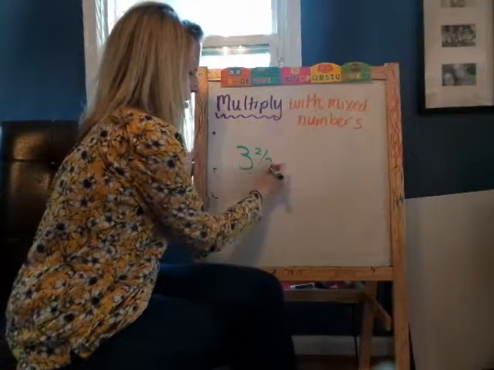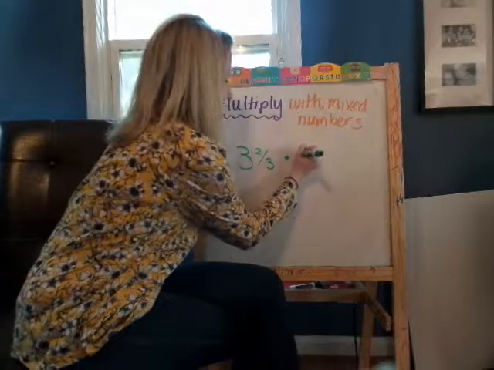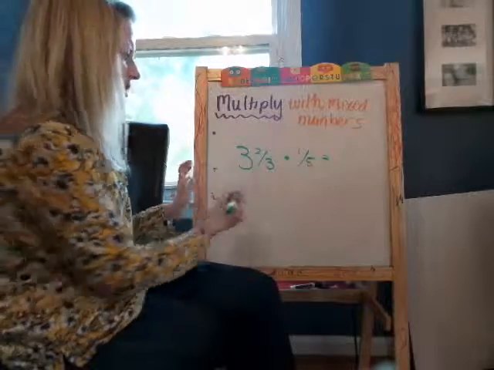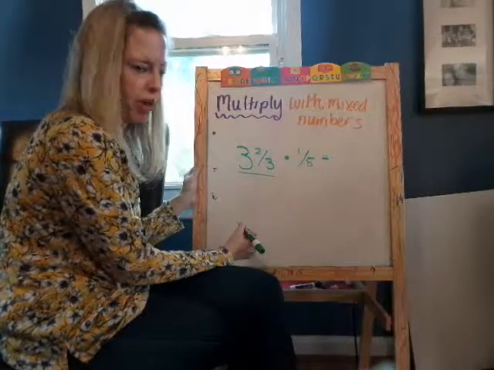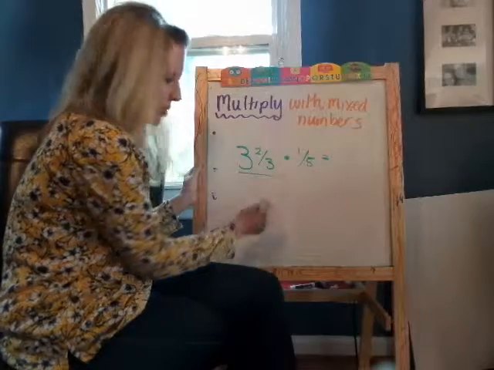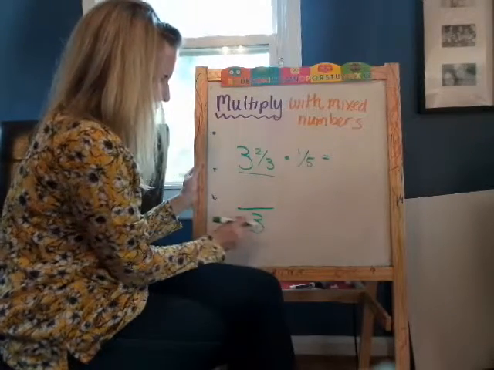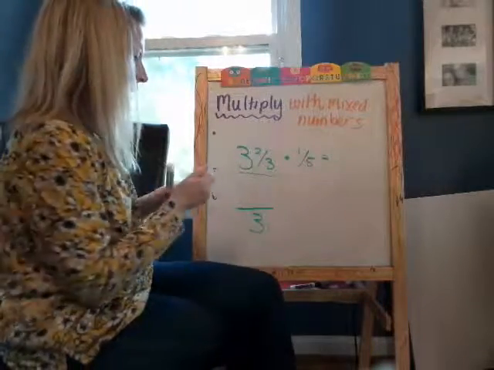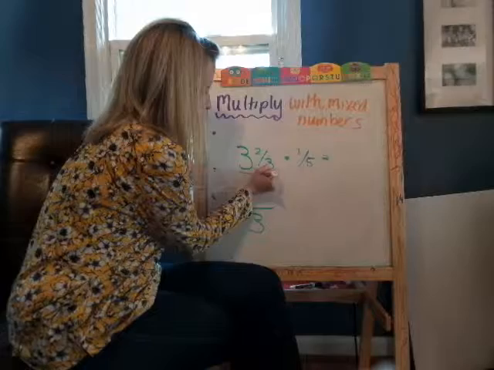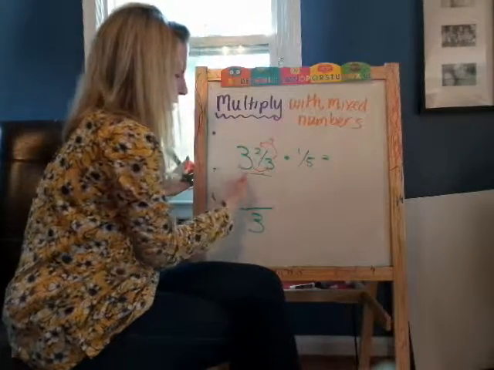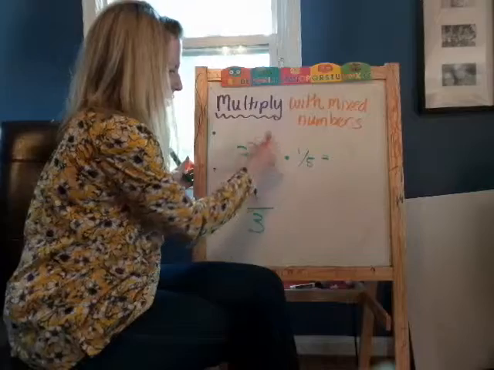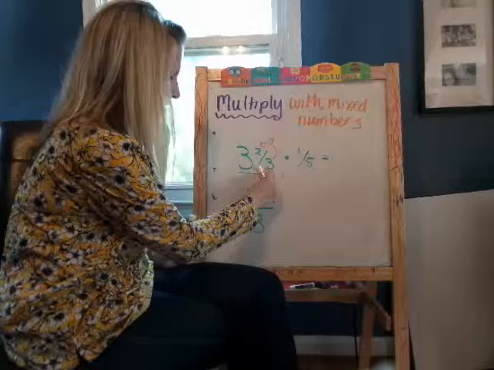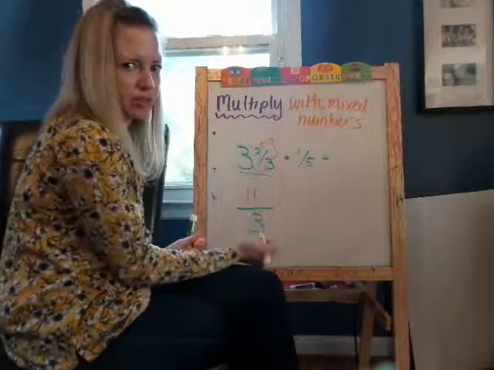All right, let's say we had 3 2/3 times 1/5. Okay, same thing. We have to change this mixed number to an improper fraction. Remember, we're going to keep this denominator, so I'll go ahead and rewrite my fraction with a denominator of 3. Now, we multiply here, add here. 3 times 3 gives me 9. We are adding 2, which gives us 11 over 3. We multiplied 3 times 3 to give us 9, and then we added the numerator of 2.